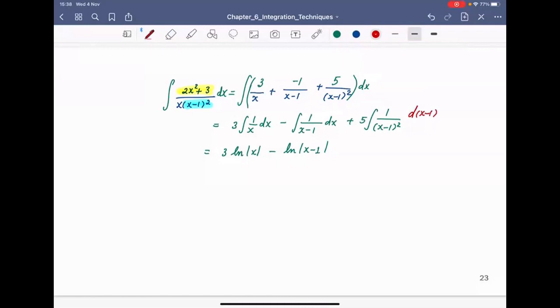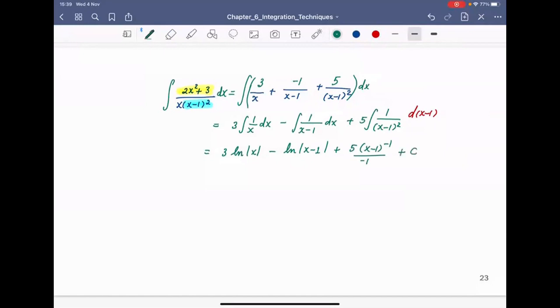And then I integrate here. That means I integrate (x minus 1) to the negative 2. So I'm going to get (x minus 1) to the negative 1 over minus 1. All right, I'm trying to go slow. So negative 1 over minus 1, right? That is how I integrate it.